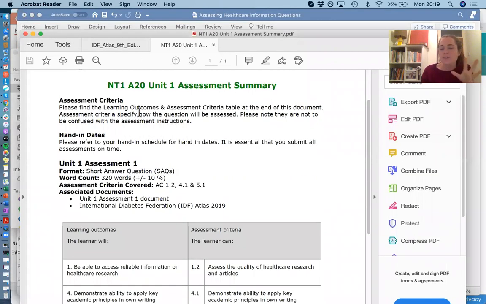The assessment summary document is quite handy to give you an overview, because in this unit there's just one assessment, but let's say in a 5-week unit you might have 3 different assessments. So it is a good document to give you an overview of the individual assessments that you have. So you might have a short answer question, a quiz, and a group discussion or something. So it'll be all on the assessment summary.